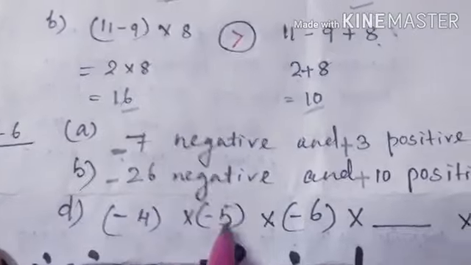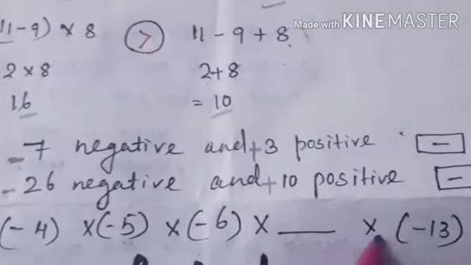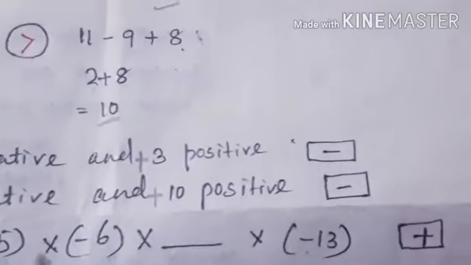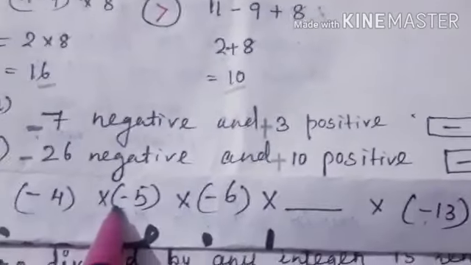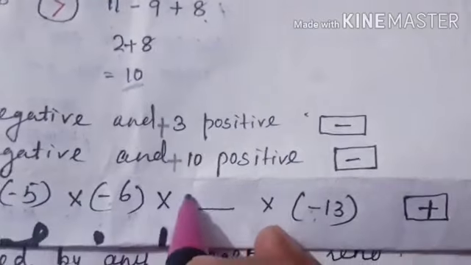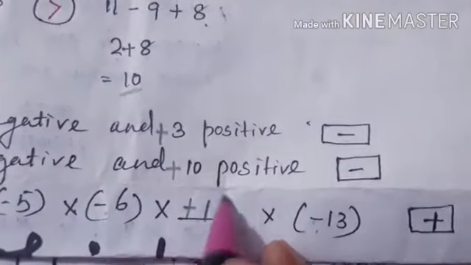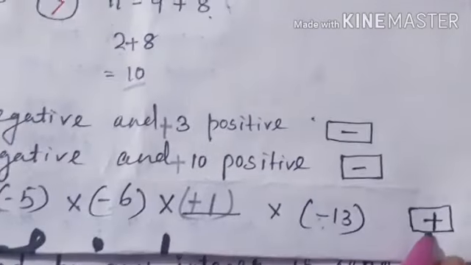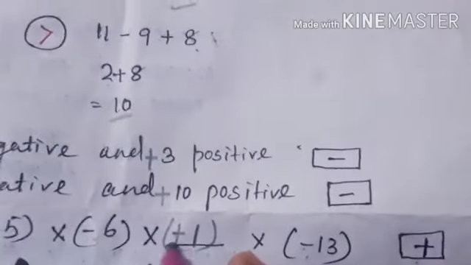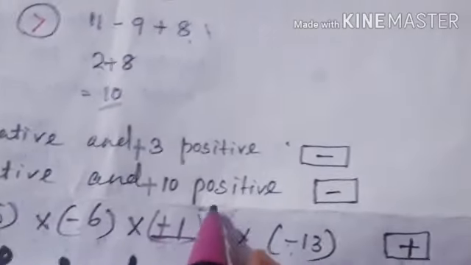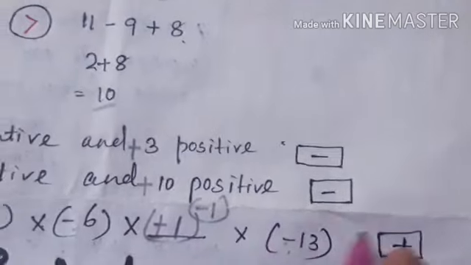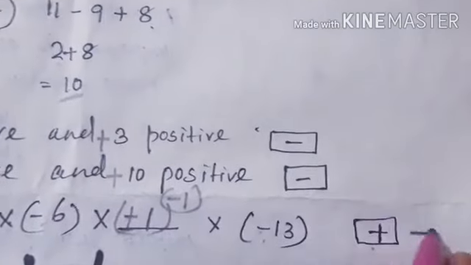In D, what is the question given? Minus 4 into minus 5 into minus 6 into dash into minus 13. If you put here minus into minus, plus, then minus into minus, plus. If you put plus 1 here, then your answer will have a plus sign. If you write minus 1 here, you can write any one, then your answer will be minus.